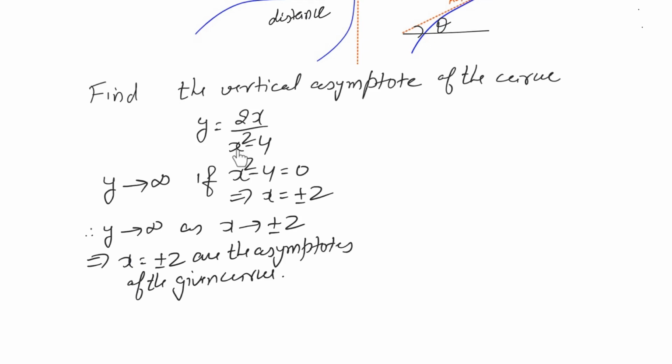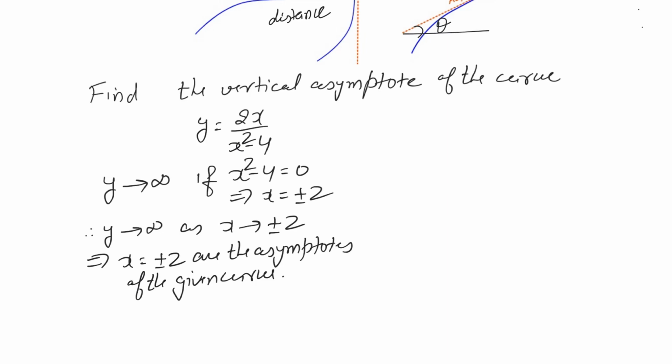When we put x is equal to 2 over here, so y will become infinity. So x is equal to 2 and x is equal to minus 2 both have the symptom of becoming the asymptote. So therefore x is equal to plus minus 2 are the asymptote of the given curve, and these two are the lines parallel to y-axis, hence are vertical asymptote.